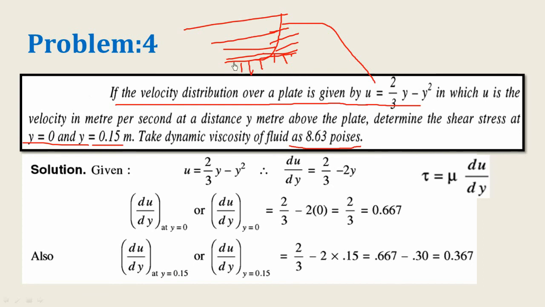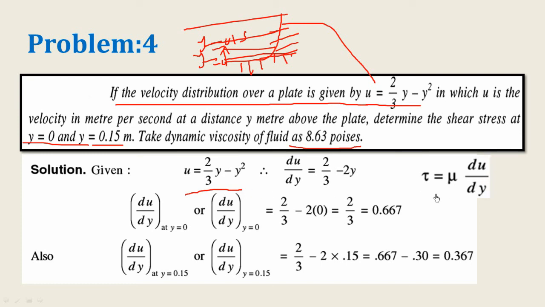So we need to calculate the tau value along the vertical direction at y equal to 0, that is at the wall, and at y equal to 0.15 meters. Okay, so this is the diagram for understanding. We'll write down the given data first. u is given as 2/3 y minus y square.